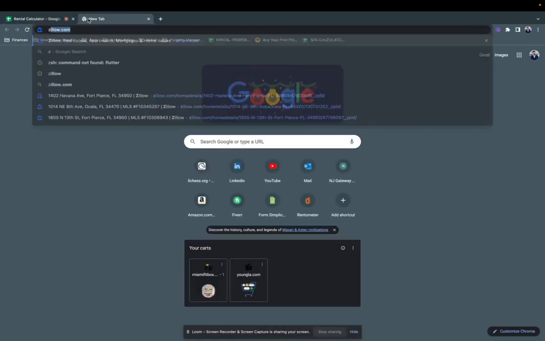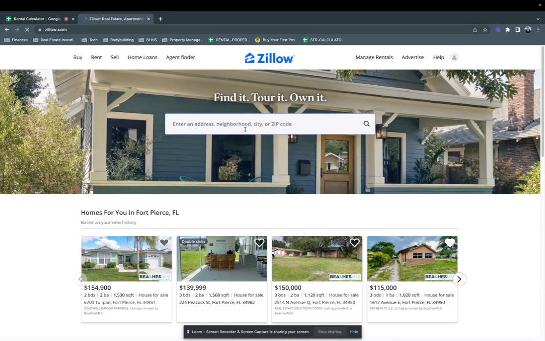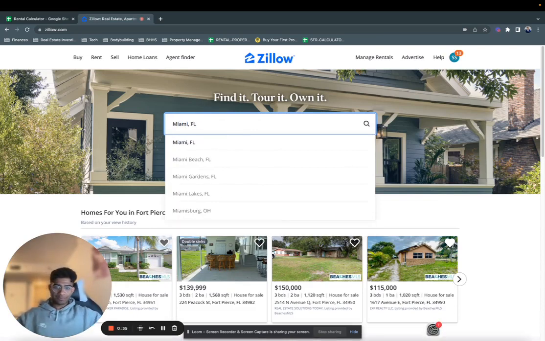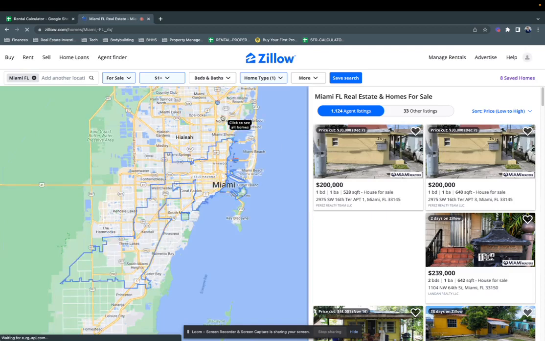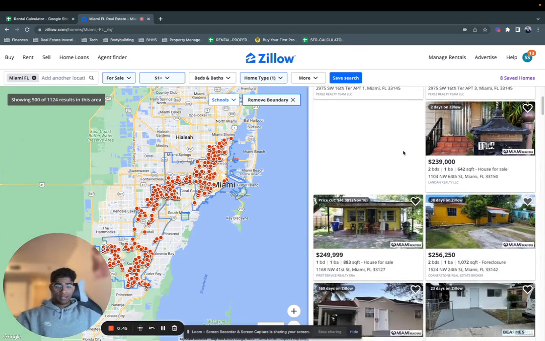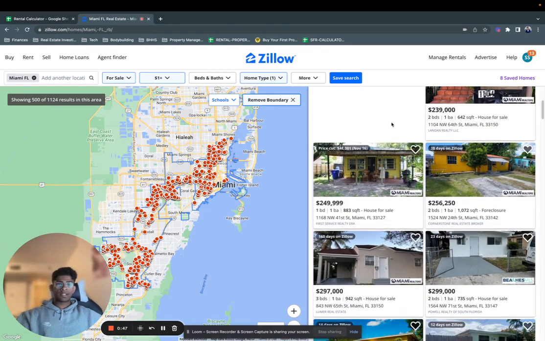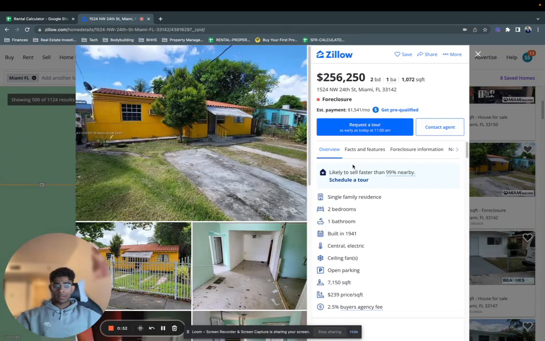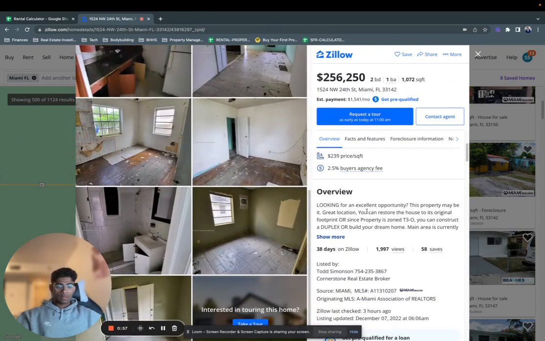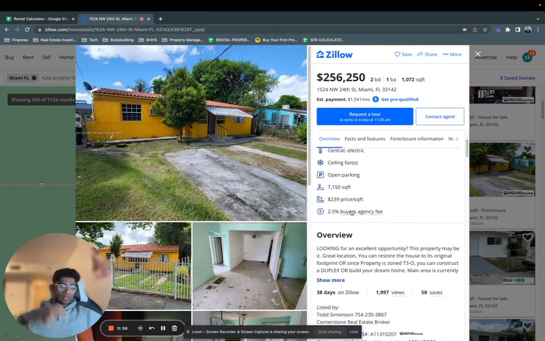So I'm just going to go on Zillow.com and find some random property just for the sake of example. So let's just search in Miami because I live in Miami. So Miami, Florida, sort low to high, and let's just pick some random single family house. Okay, this yellow house right here.